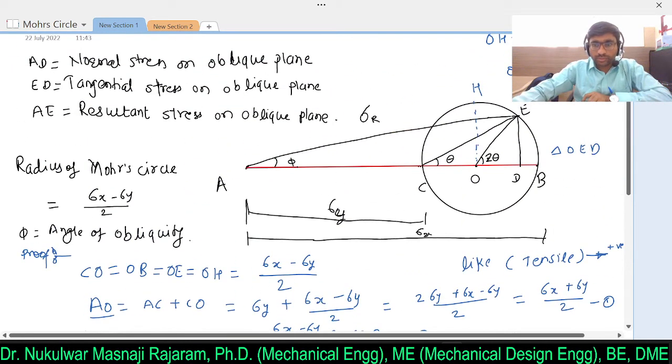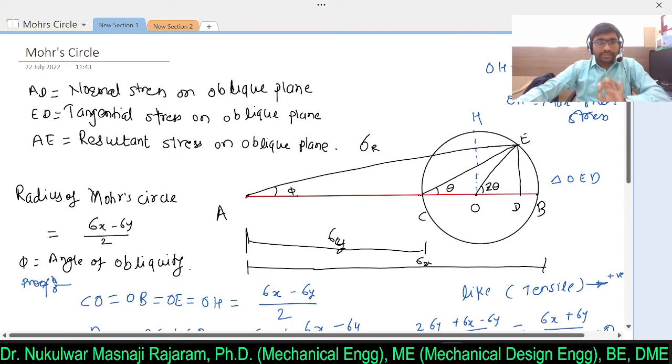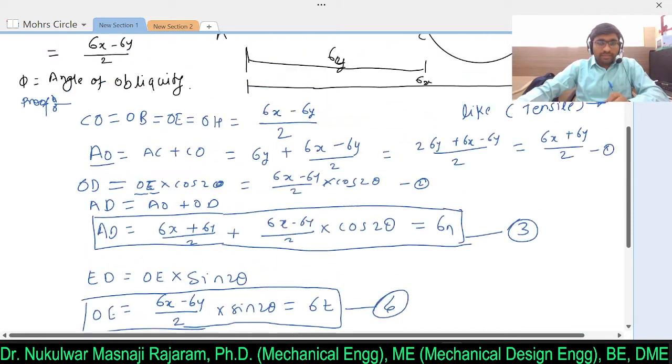So here OH, if you measure this OH, it is nothing but a radius again, and radius is given by (sigma x minus sigma y) divided by 2. So this is the method to evaluate the normal and tangential stresses acting on a body. If you measure resultant stress AE and multiply by the scale, then you will get the resultant stress also. So this is the proof between the graphical method as well as the analytical method.